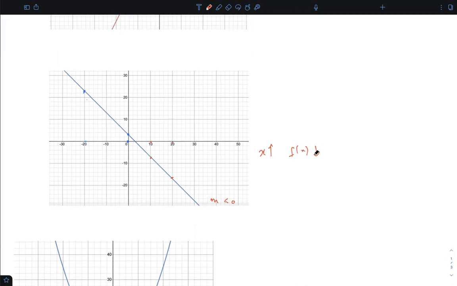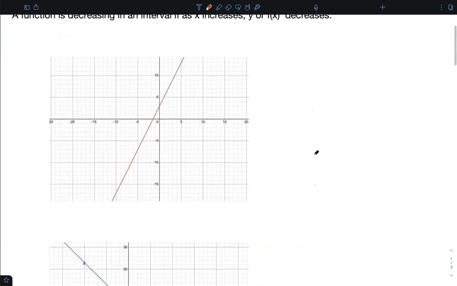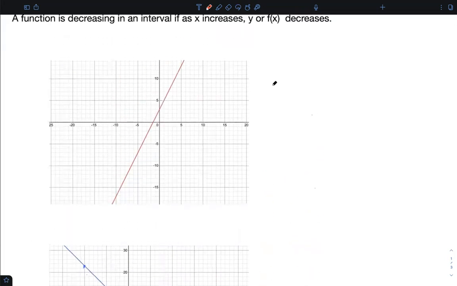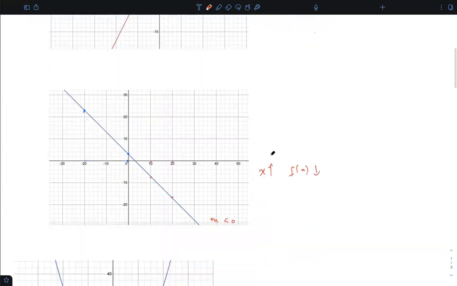So what we have seen just now, in the previous question, is that as the value of x is increasing, the value of y is also increasing. So this is an increasing function, and its gradient is a positive value. Here, it's a decreasing function, and this function has a gradient which is negative.